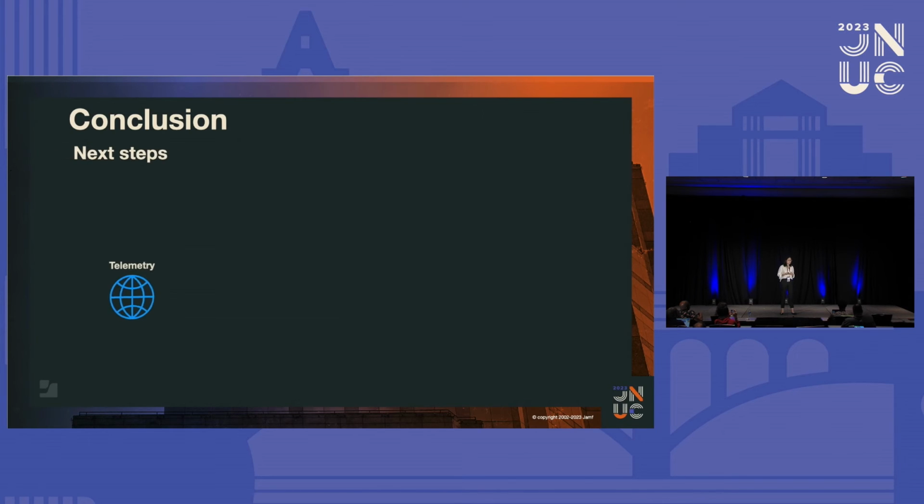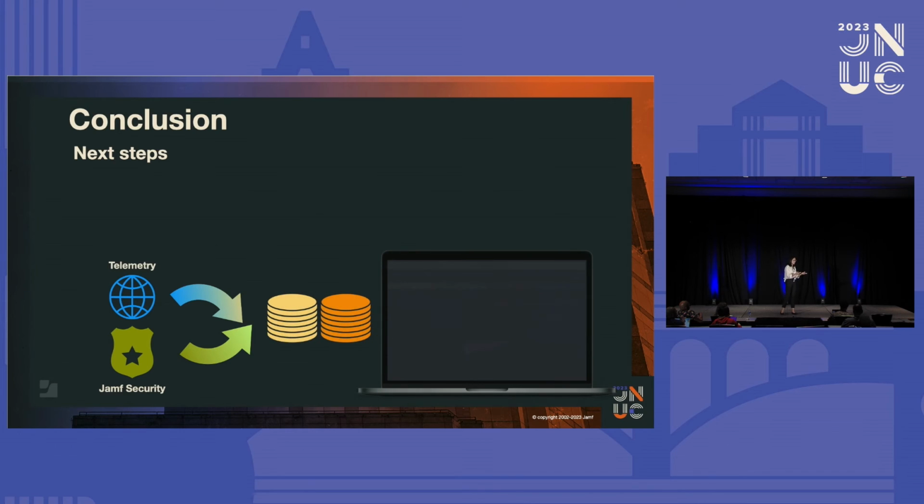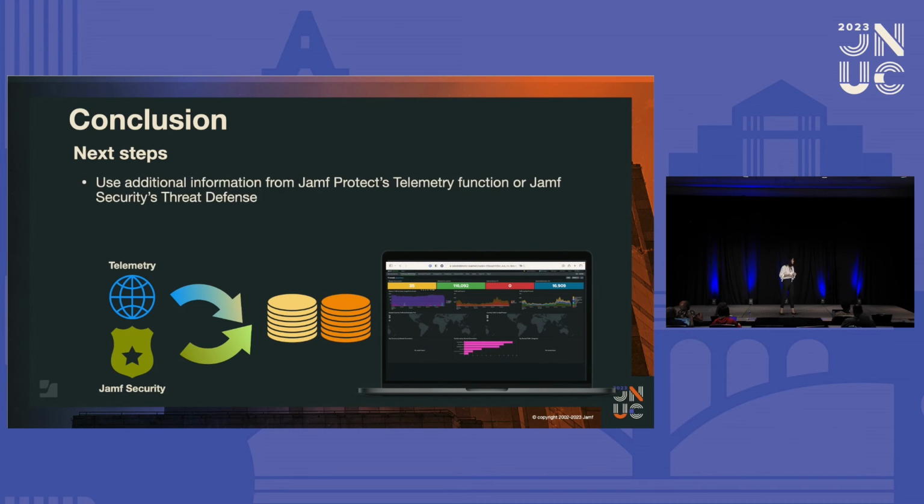So as a next step, currently we only use Aftermath data and unified logging data, but of course we can add even more information by utilizing the log from Jamf Protect telemetry and also Jamf Security Threat Defense to get more insight on what actually occurs inside your machine. And we can also add and improve remedial solutions for each analytic.